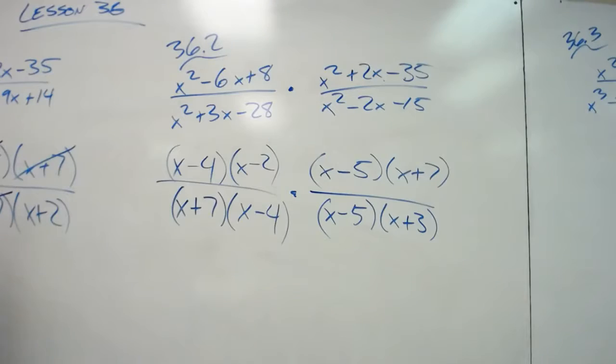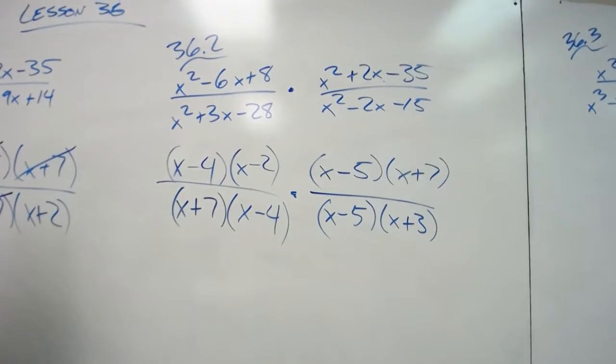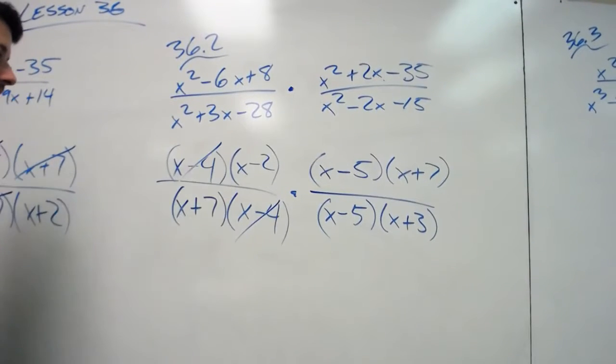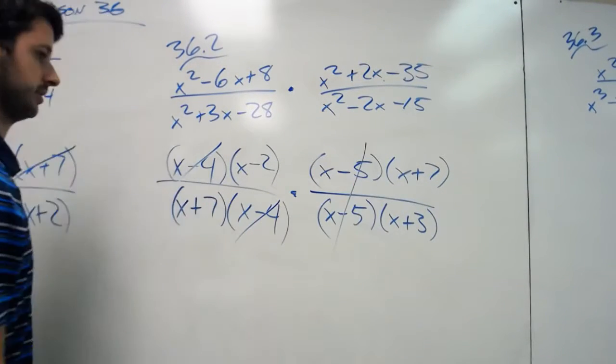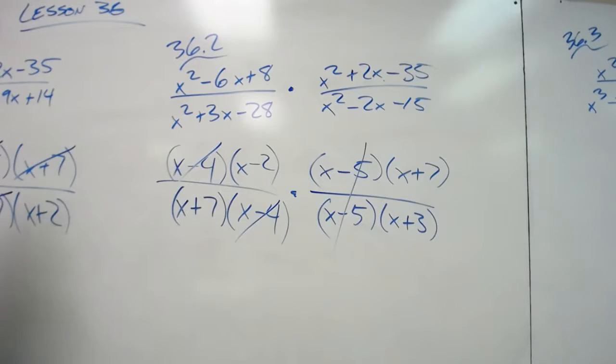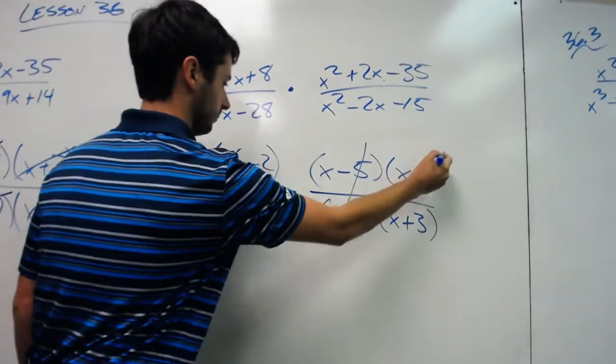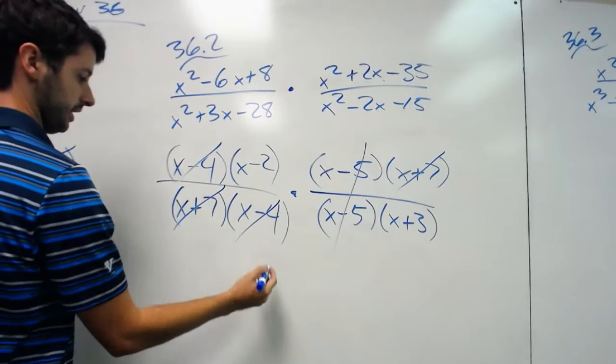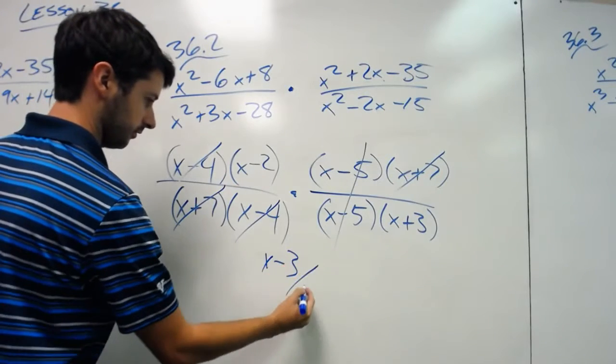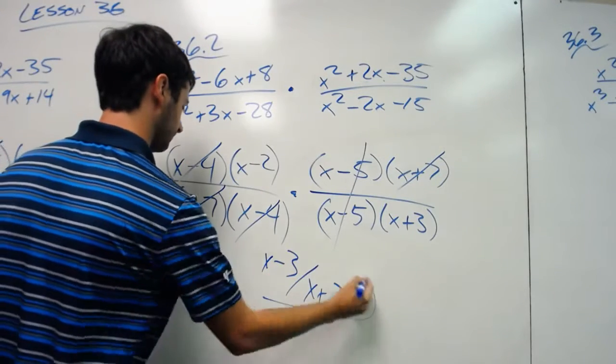So now we have everything factored, and we can start canceling and eliminating. x minus 4, x minus 5, x plus 7. So we're left with x minus 2 over x plus 3 as our answer.